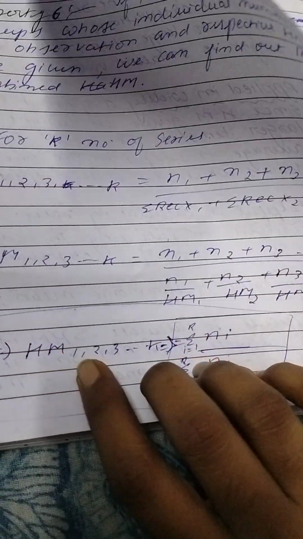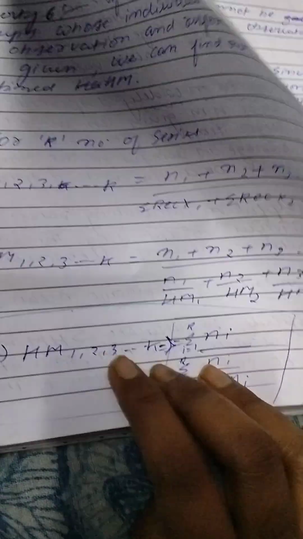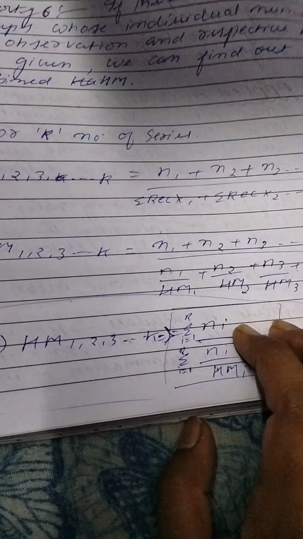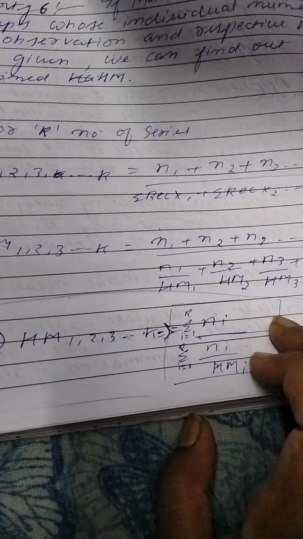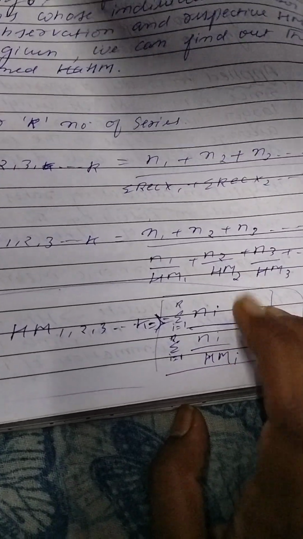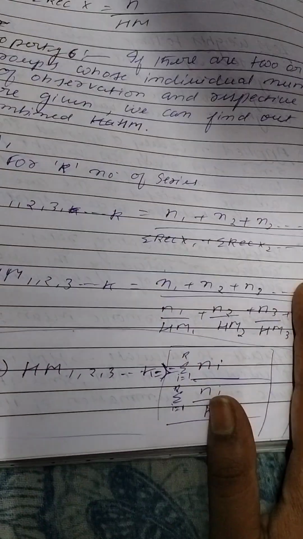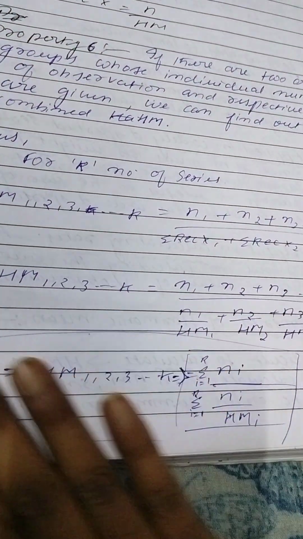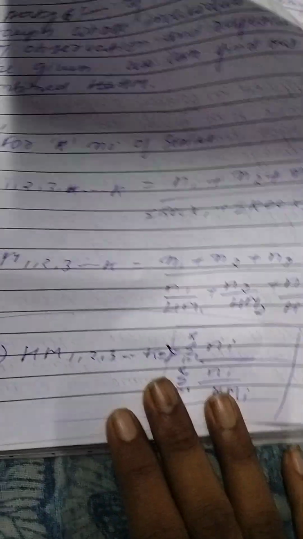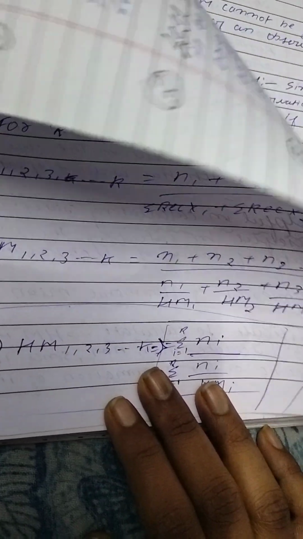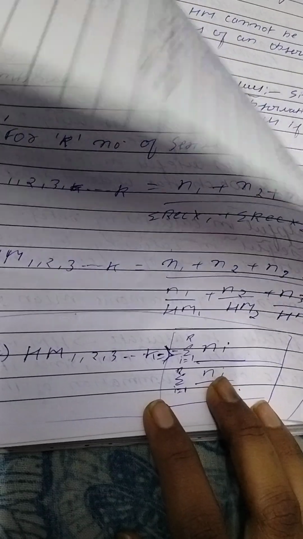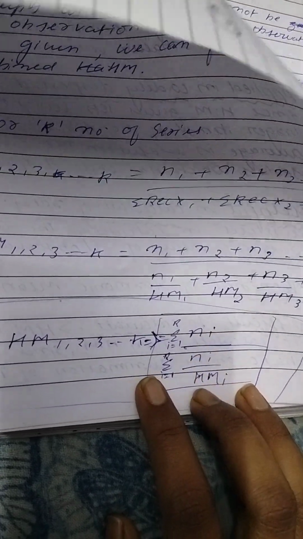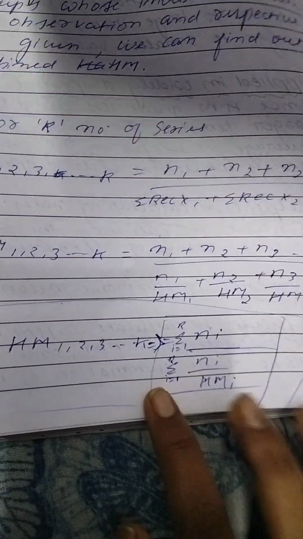You can see that it's the combined mean. You can also write it up to k, where ni is divided by ni by hmi. So here you know how the formula is derived, but the most important thing is to remember this formula. If the combined harmonic mean is required, and you know the harmonic mean and the number of observations, then calculate ni divided by ni by hmi, so that you get the combined harmonic mean.